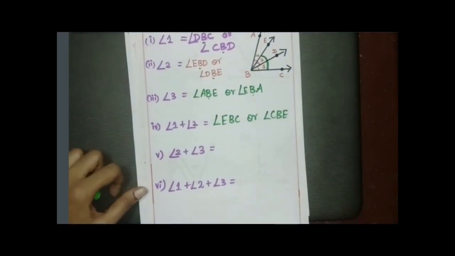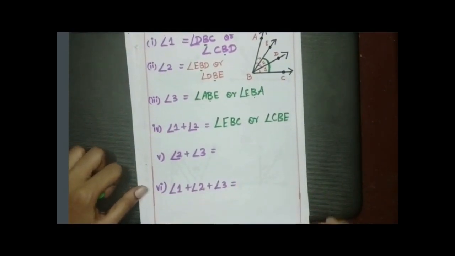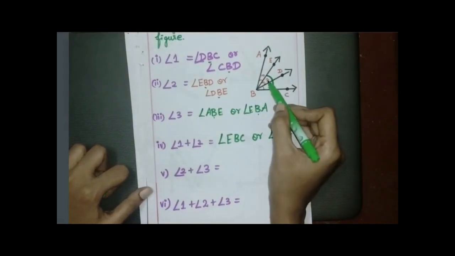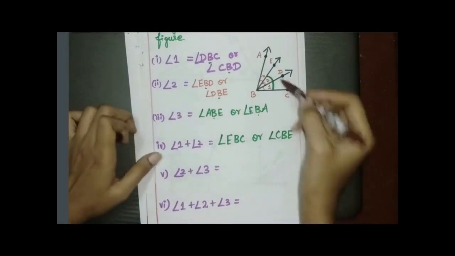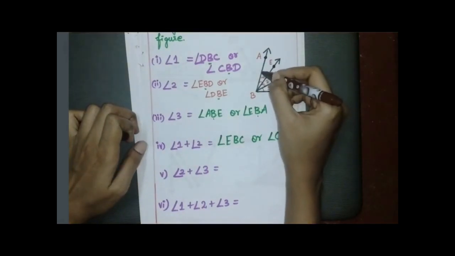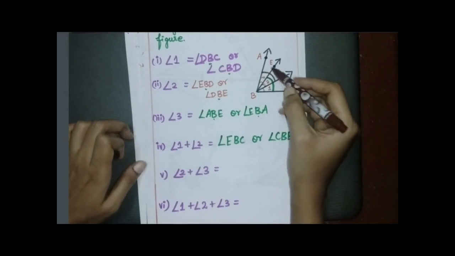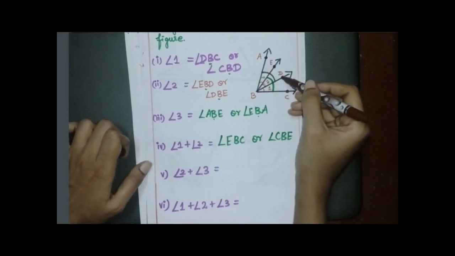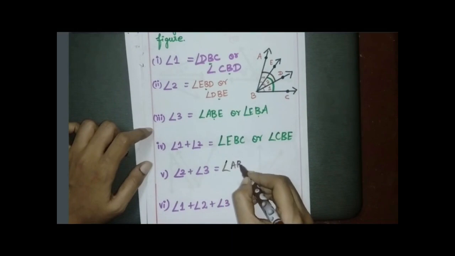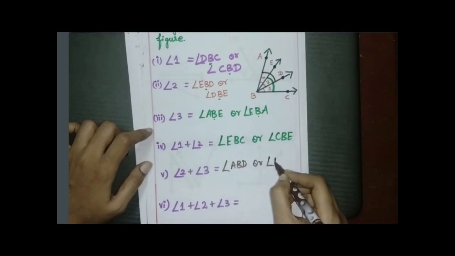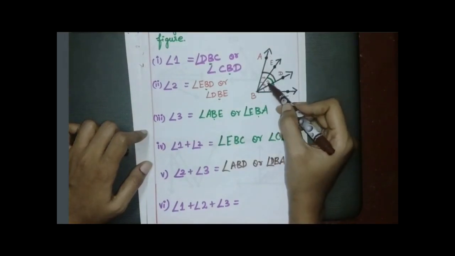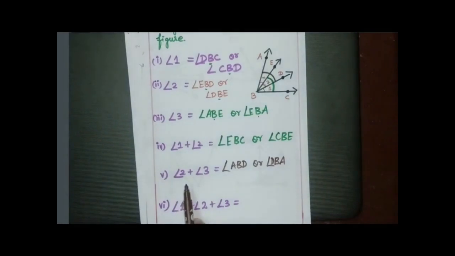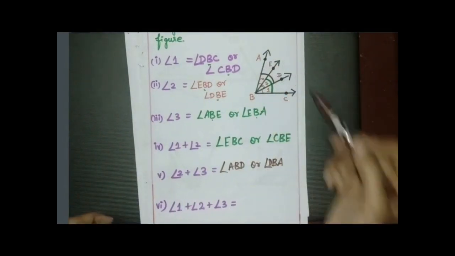So tell me angle 2 plus 3. Where is 2? Angle 2 is here and angle 3 is here. You have to write the name for this angle. So angle ABD, angle ABD or angle DBA, because they asked angle 2 plus 3. So I am writing ABD or DBA.